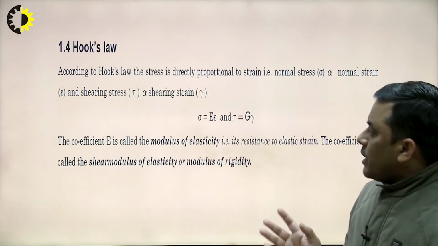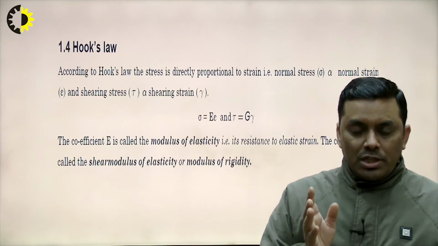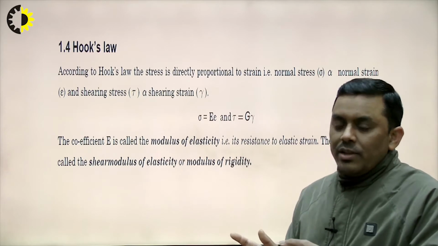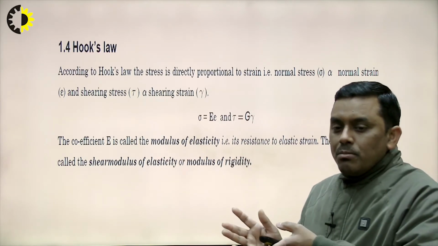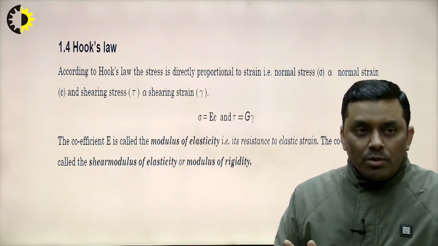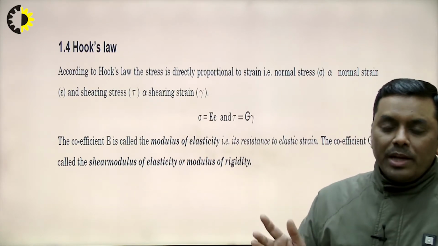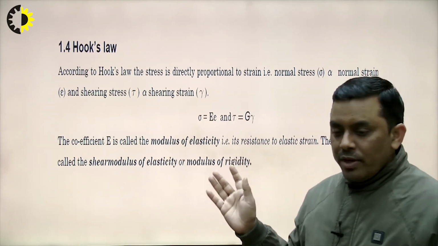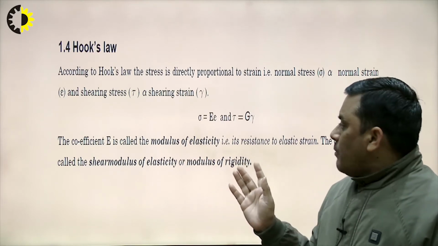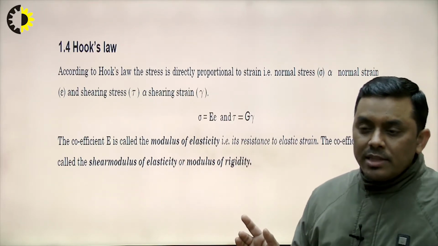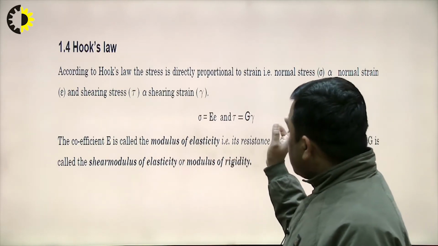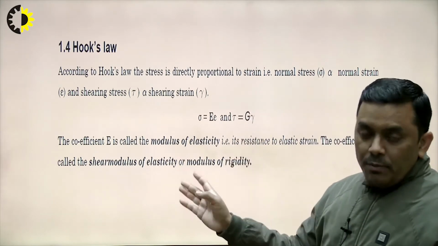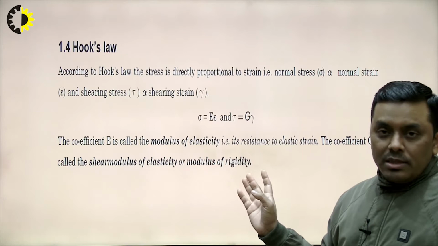So, within the elastic limit, stress is directly proportional to strain. That stress may be normal stress or shear stress. That strain may be longitudinal strain, volumetric strain, or shear strain. Whenever we are talking about the deformation of any body, that body is stressed, and within the elastic range, the stress is directly proportional to strain. And whenever we remove the proportionality sign, it will be replaced by a constant. That constant is known as the elastic constant. Different elastic constants we will be discussing in this video.